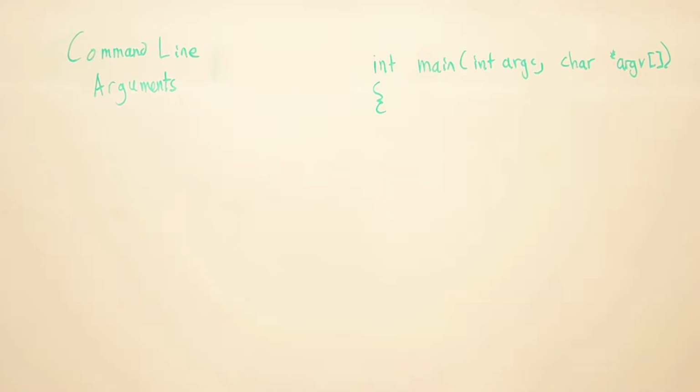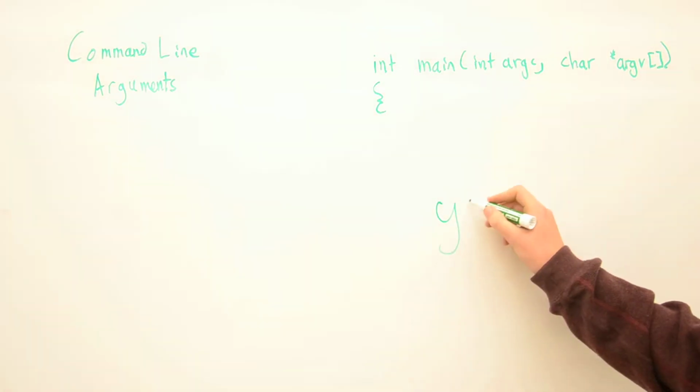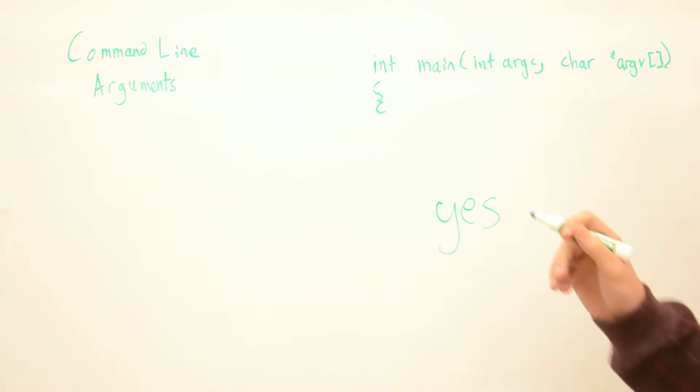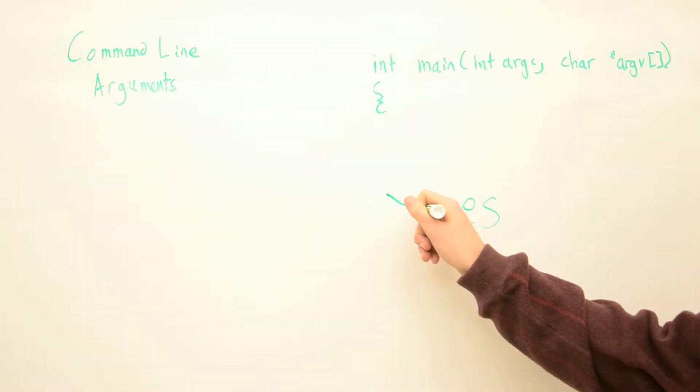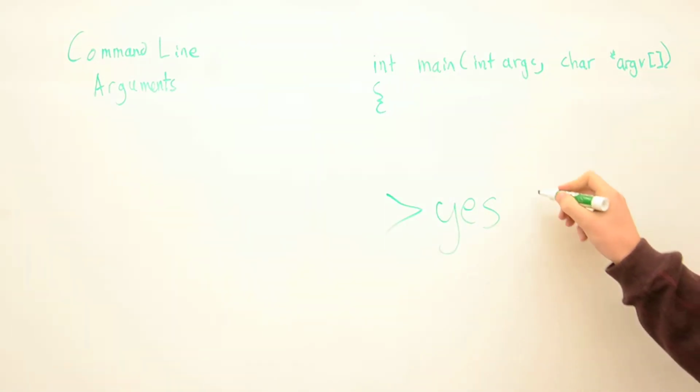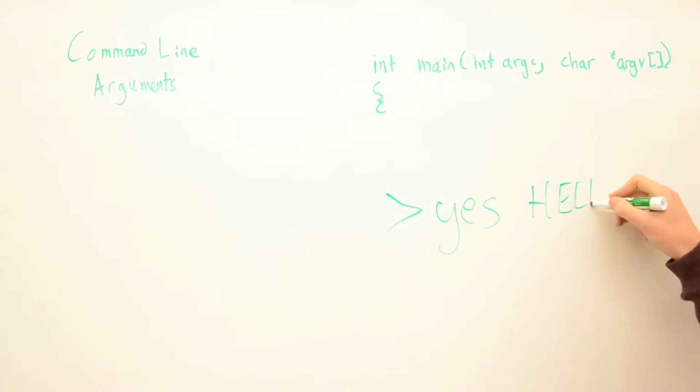So when you run a program on the command line, especially in an operating system like Unix, I hope you notice that you can send arguments to it, because otherwise this intro will be really disappointing. For example, the program yes. When we run yes on the command line, we want to send something else in, like hello.